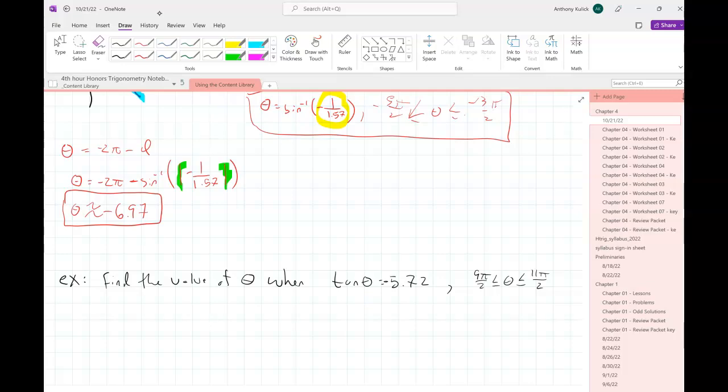All right. First up, let's figure out the quadrant that we're living in. Which quadrant is tangent negative in? Quadrants 2 and 4. Remember, tangent is y over x. So tangent is negative when only one of y or x is negative. So that would be quadrants 2 and 4. And then what quadrants are covered by 9 pi over 2 to 11 pi over 2? I don't know, Mr. Kulik.